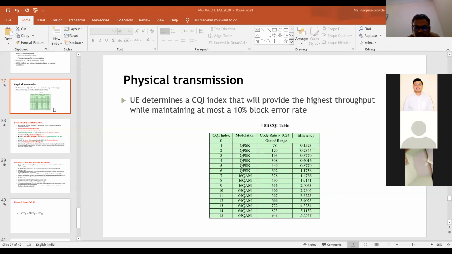So these are the different CQI indexes, from 0 to 15. So totally there are 16 channel quality indicator indexes. Different types of modulation techniques are opted here. One is QPSK, next one is 16 QAM, and another one is 64 QAM, with different code rates.